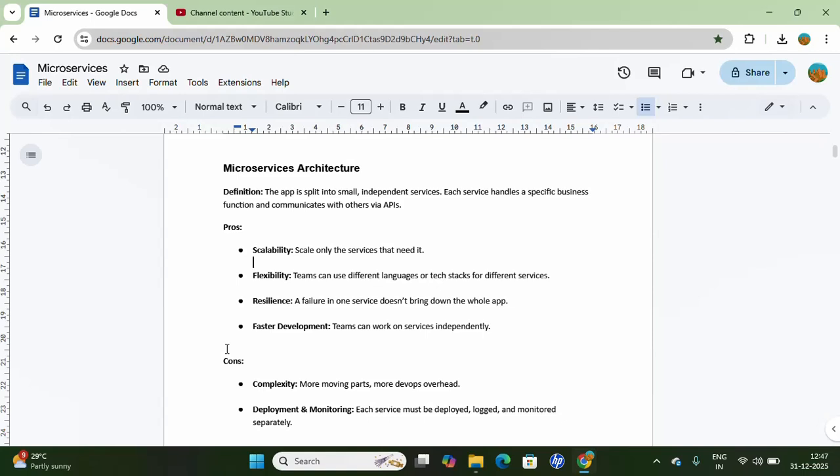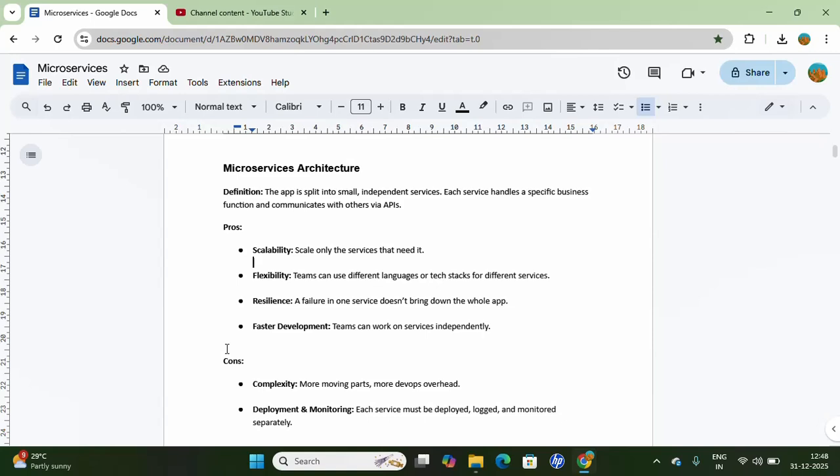So if we develop the application in different technologies, then our APIs are going to interact via REST calls, right? That is a common JSON transfer over REST. So that's why we don't face any problem. Okay, so resilience. A failure in one service doesn't bring down the whole app.